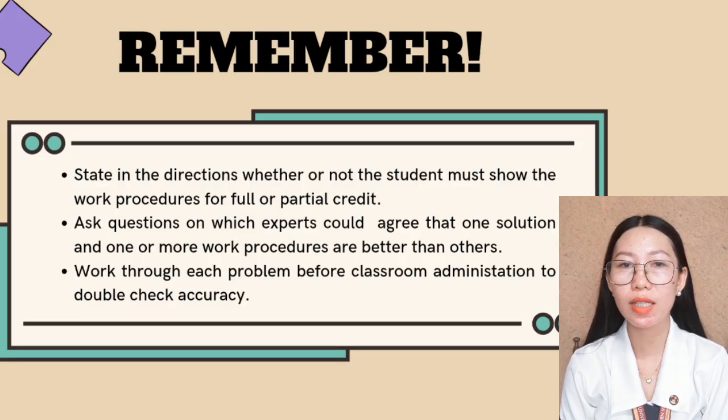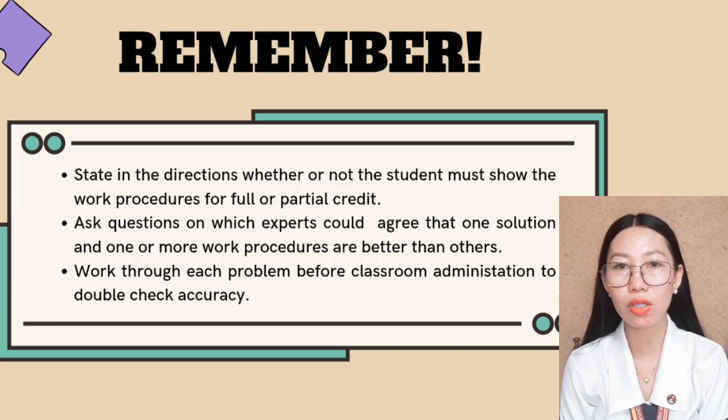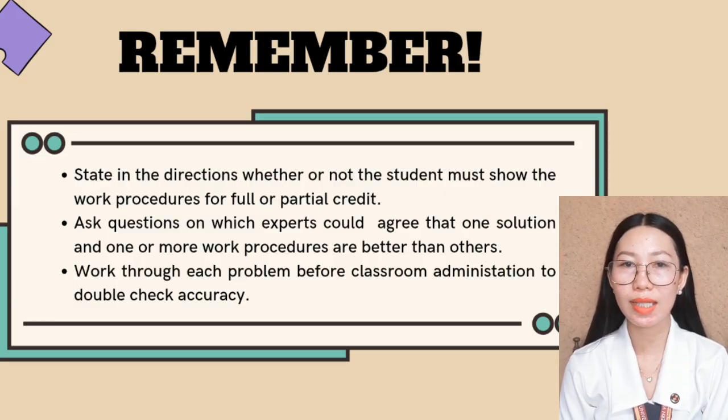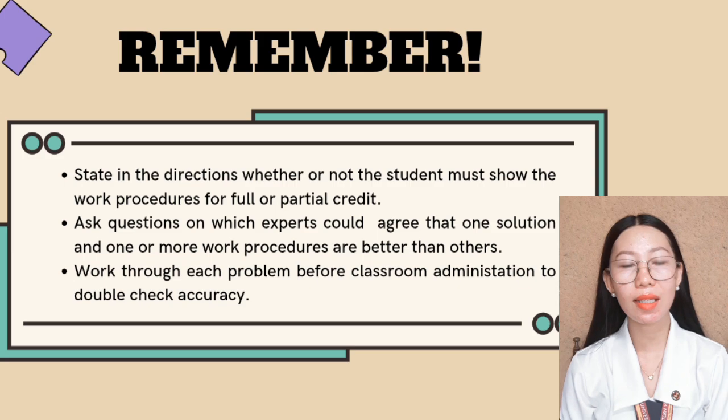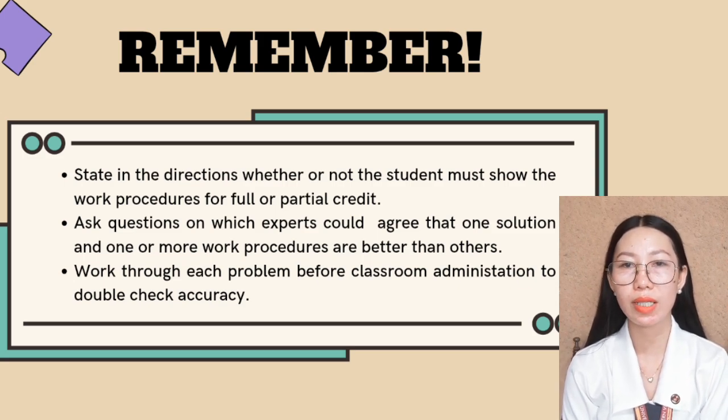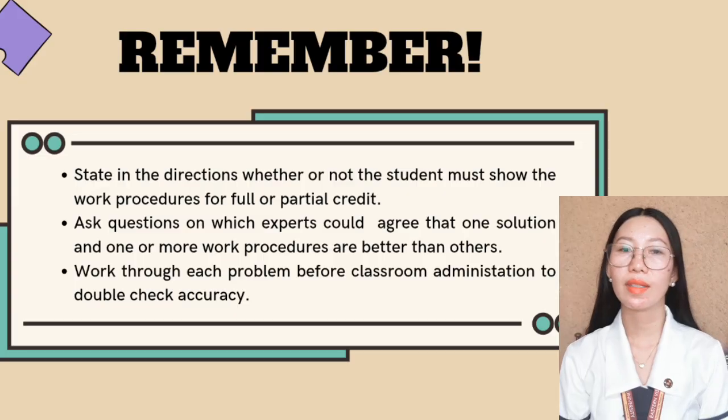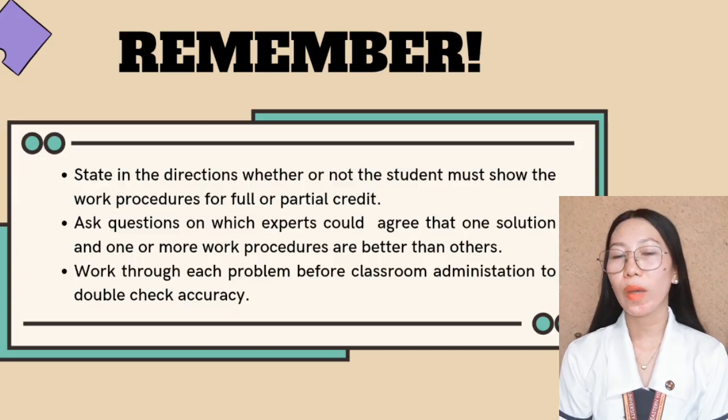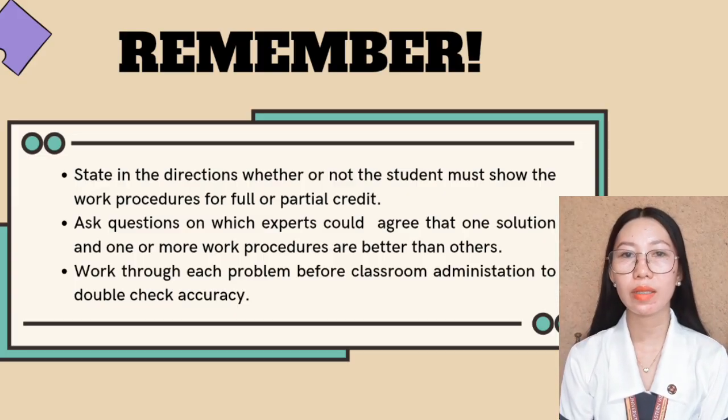Some students might only write the final answer, but we may want to see the process. Saying it clearly in the directions helps avoid misunderstanding and ensures students can earn partial credit if they showed effort but made a mistake. Second, ask questions on which experts could agree that one solution and one or more work procedures are better than others.